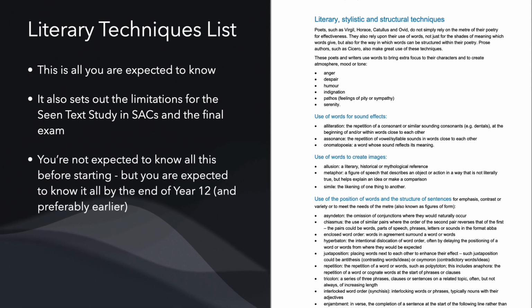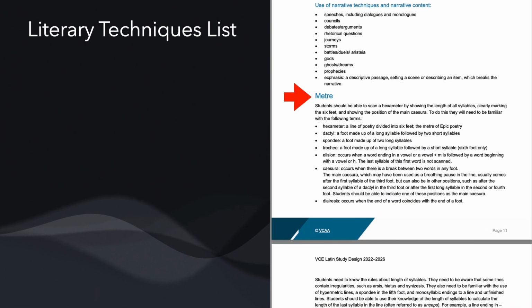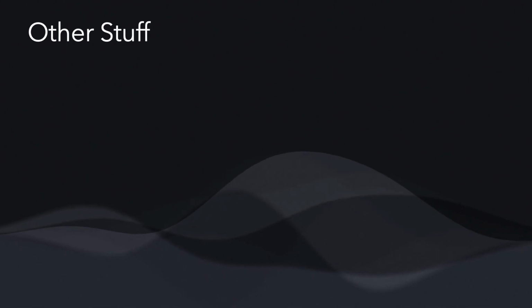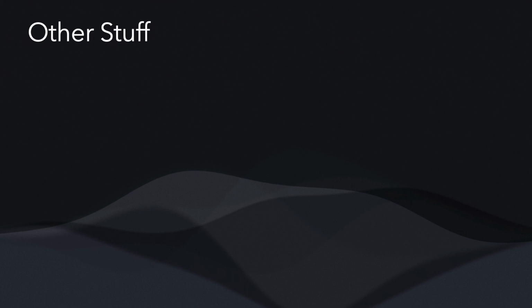Now, I don't expect you will know all these now, but as you go through your study of Virgil in Unit 4, you will get to know them, and certainly by the end of Year 12, you need to have these totally 100% known. Also in this list, they include metre, so scansion. You should have done some scansion in Unit 2, but you might have forgotten about that. That's not a huge thing, but you need to refresh your memory and remember that scansion is going to be an important part in Unit 4. There's a bit of other stuff there too.